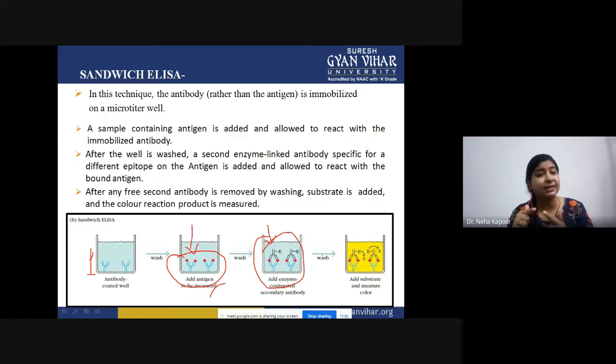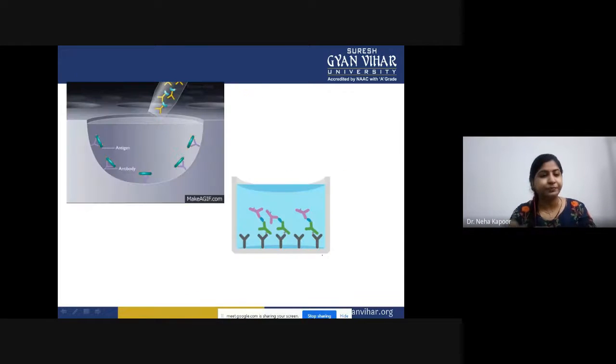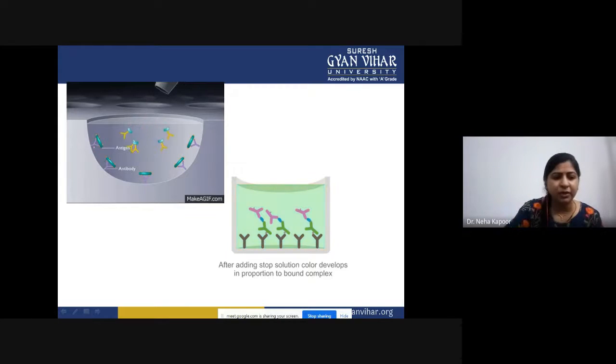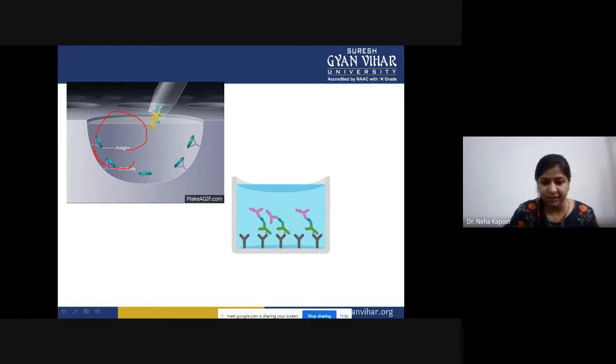Depending upon the intensity of color developed, you can even infer the concentration of antigen present in the sample also. This is again an animation. As you can see in this animation here, antibody is already immobilized onto which sample is added. After that, an enzyme linked antibody, that is secondary antibody, is being added so that it can give a reaction. Onto this process is done.